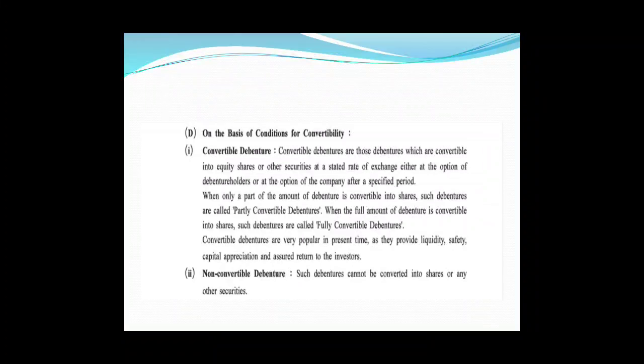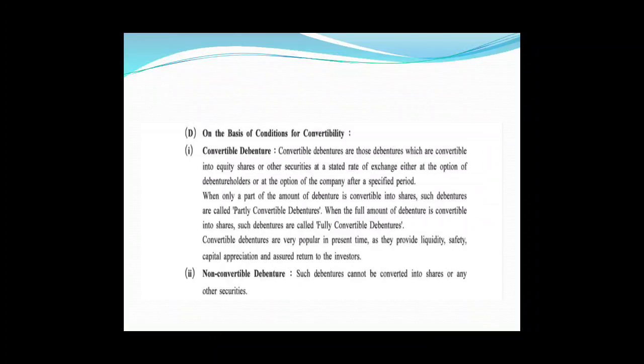Convertible debentures are very popular in present time as they provide liquidity, safety, capital appreciation and assurance of return to the investor. Friends, convertible debentures are those debentures which are issued with the condition that after a fixed period of time, the debentures will be converted into shares or any other security. Right now, this is at the option of either the company or the debenture holders whether they will be converted into shares and how much amount will be converted into shares.